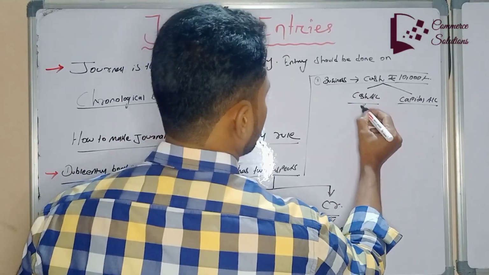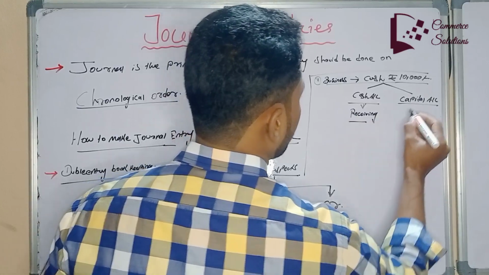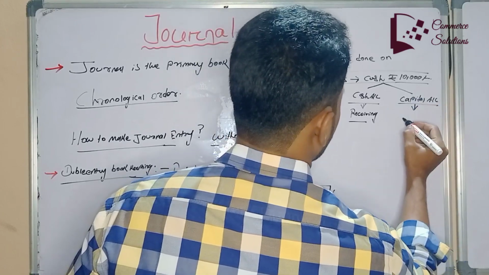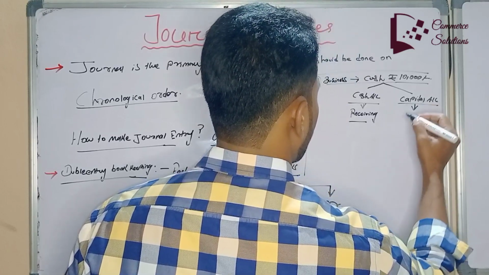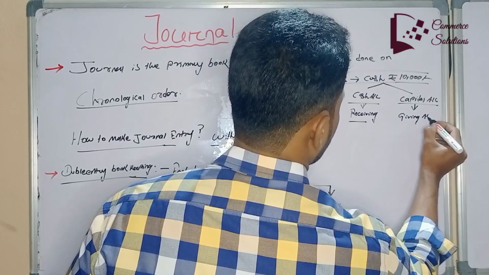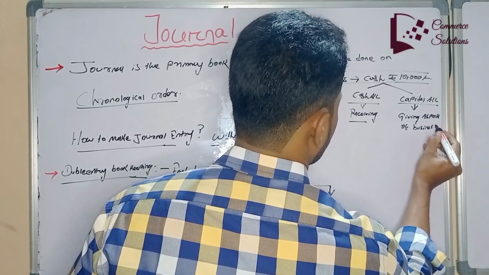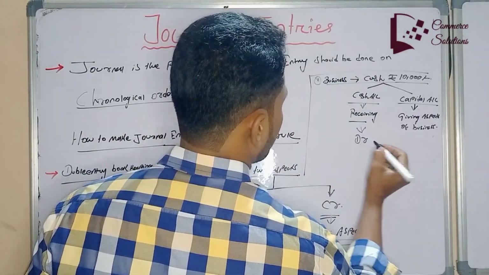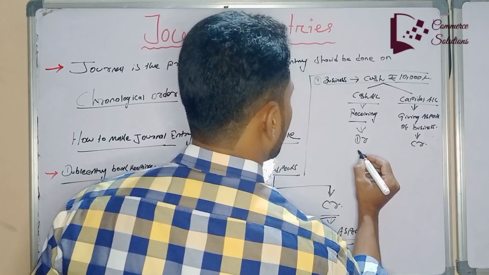the business is receiving cash. In return, the business has to pay capital, meaning pay to the owners at the year end or at the time of closing of business. So it is the giving aspect of business. So what is debit? Debit is the receiving aspect. So we have to debit cash, and credit means the giving aspect of business. That is credit.